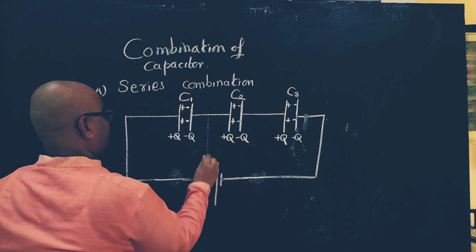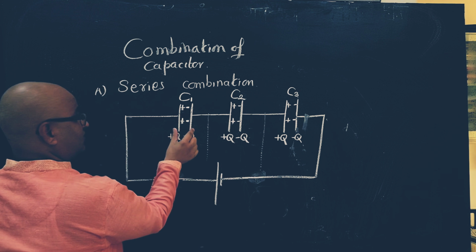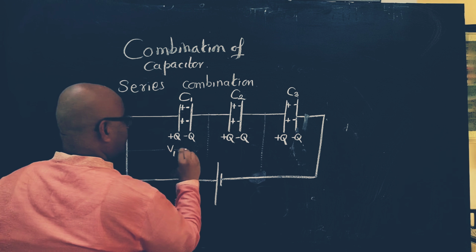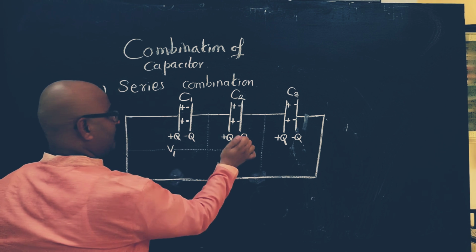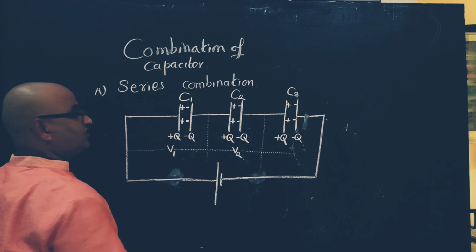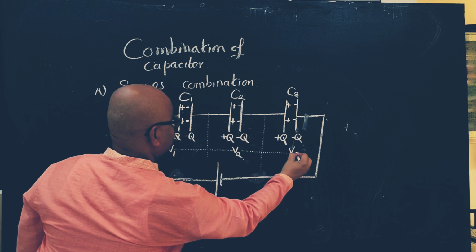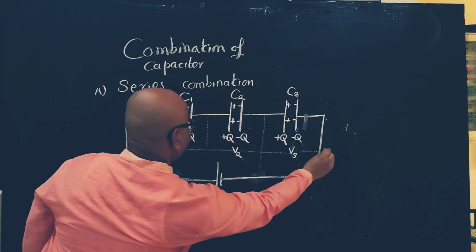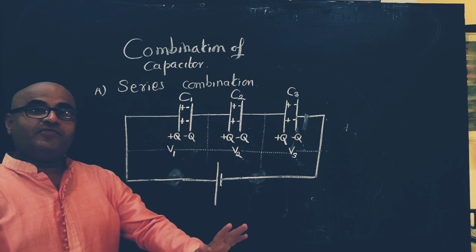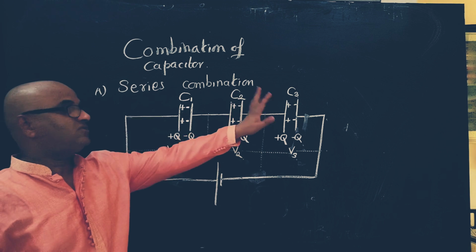However, the potential difference across the plates of C1, say let it be V1, the potential difference across the plates of C2, say V2, and the potential difference across the plates of capacitance C3 be V3. These values V1, V2 and V3 will be different and will depend upon the capacitance.